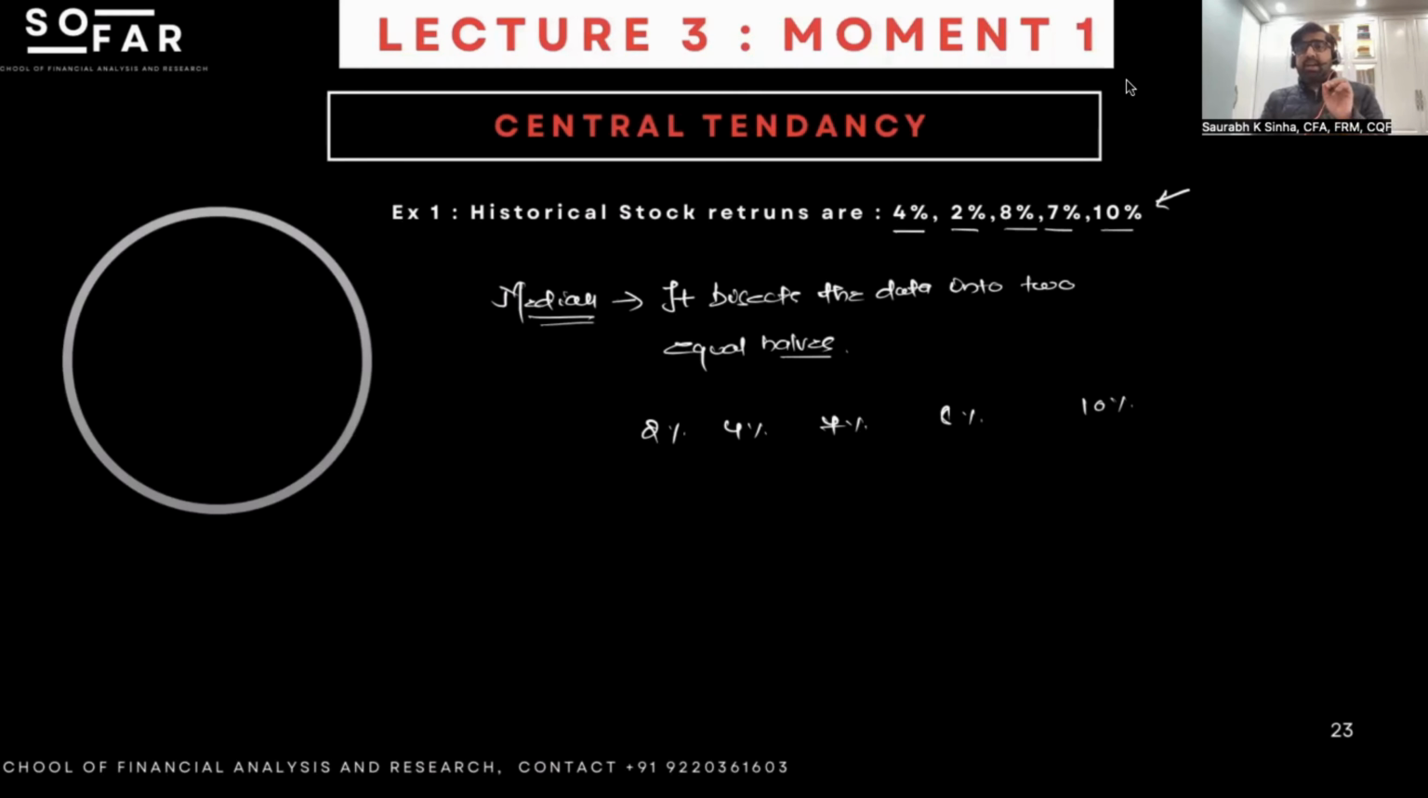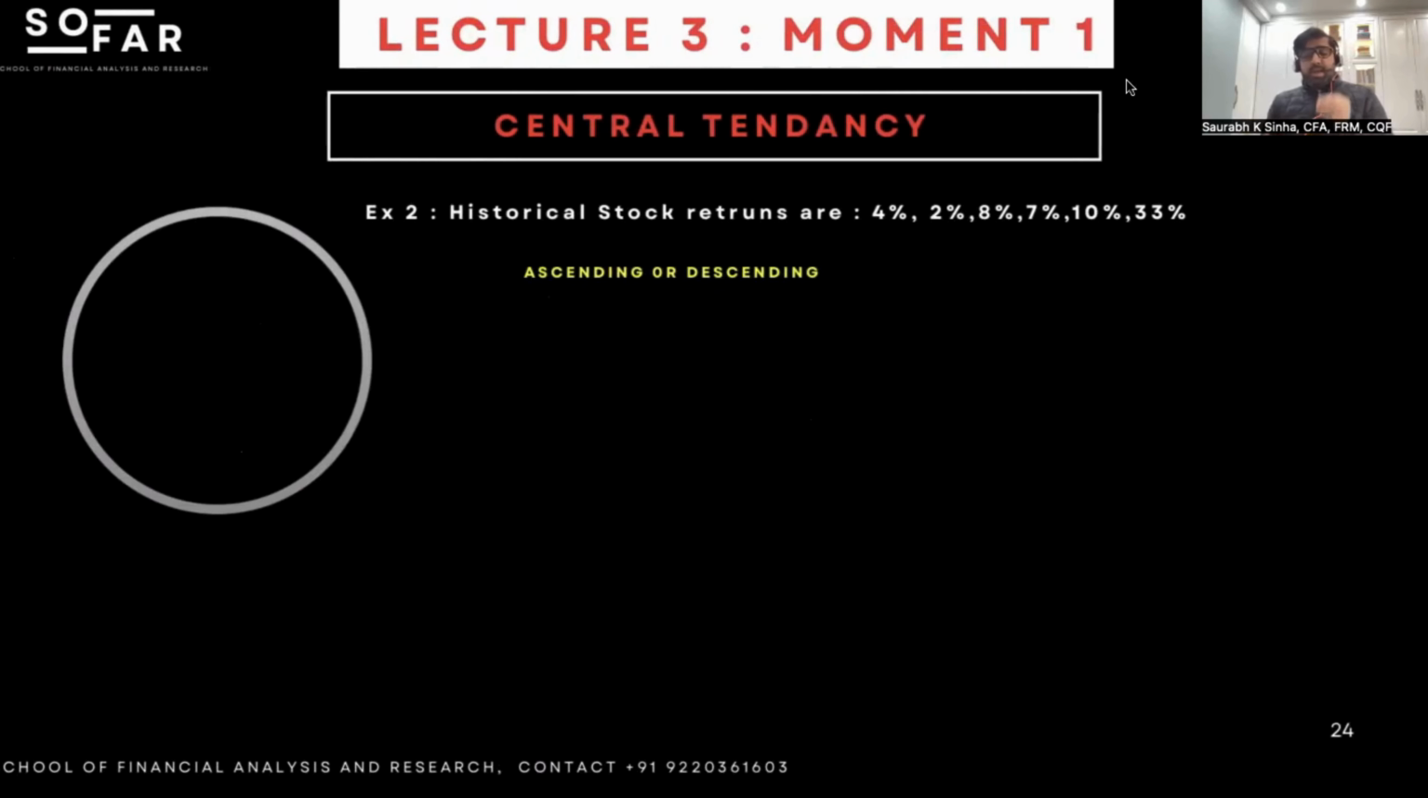Now let's take a line which bisects the data into two equal halves. So this is that line. I hope you can see this. So this is the line which is crossing from what? 7%. So what is the median? The median is 7%. That's it. So median is 7%. That is the center of your data.